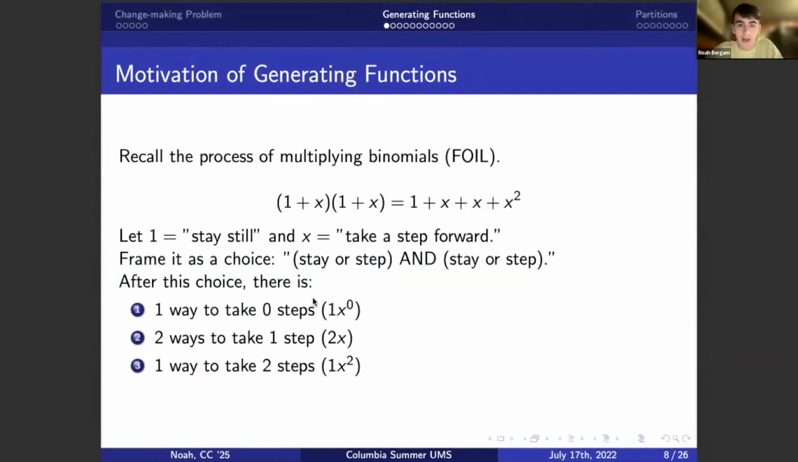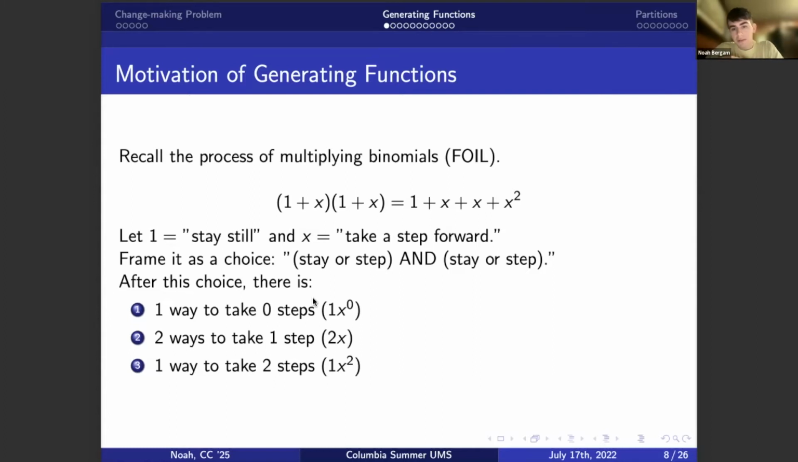And in order to solve that problem, we have to step back and really motivate the idea of generating functions, because it's very easy to get confused about what these generating functions are supposed to do. What I find is the most useful way of thinking about it is to go back to middle school algebra and recall the process of multiplying binomials using the FOIL method, right? So when you multiply 1 plus x times 1 plus x, you get 4 values.